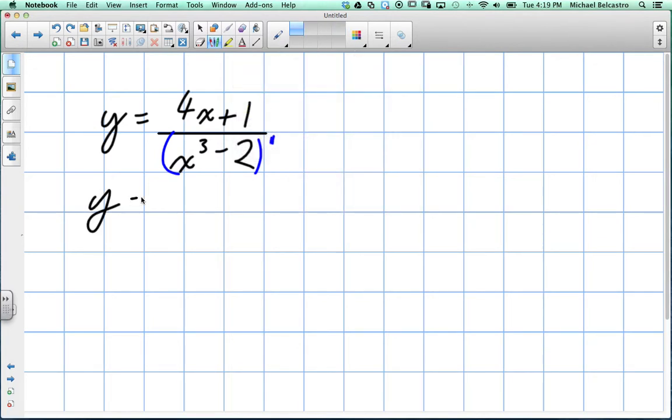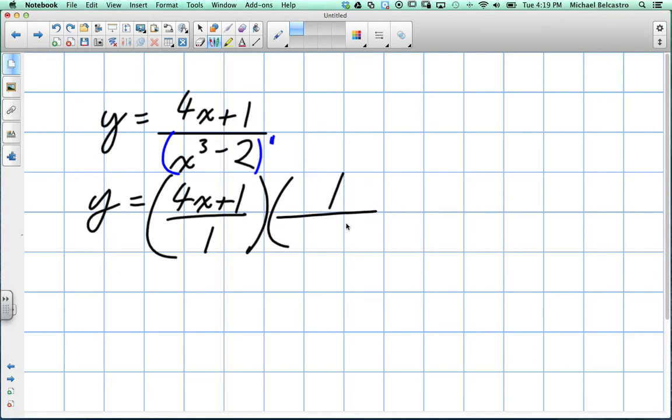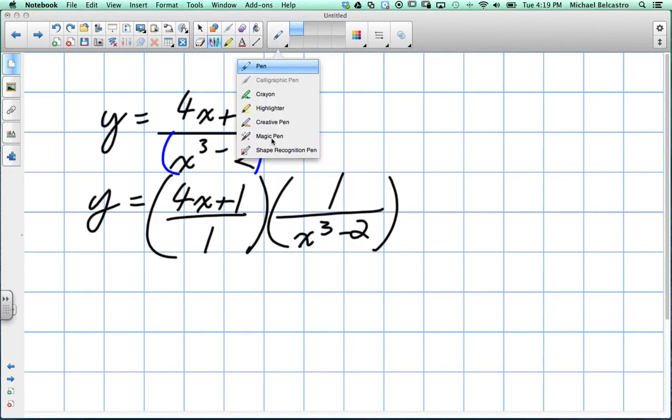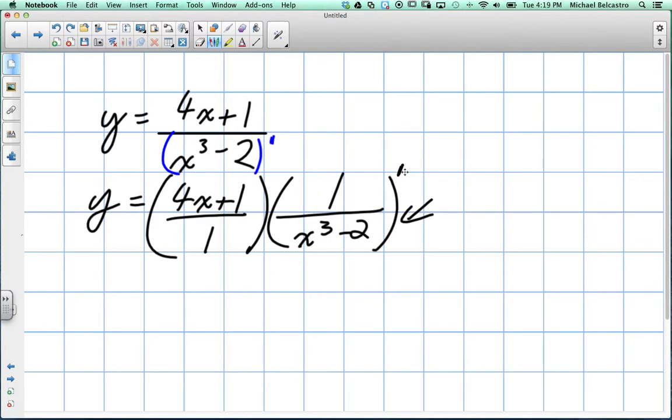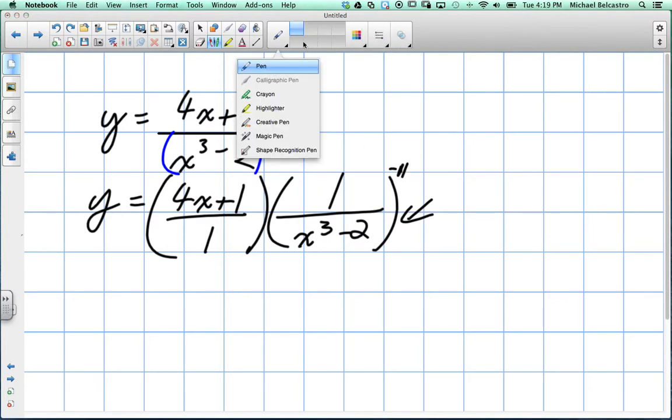If I were to split this up, we get y is equal to 4x plus 1 over 1 times 1 over x cubed minus 2. Technically that's the same as above, but it's less simplified. This is like an expanded form of it. And instead of having a value on the bottom, because this is to the power of 1, I'm going to change this exponent to be a negative 1, and it's going to end up as a product rule.